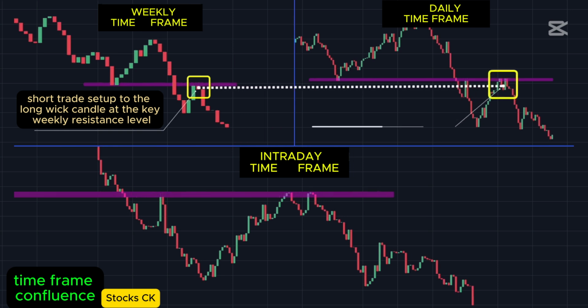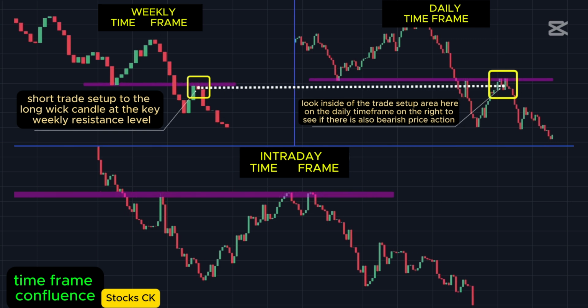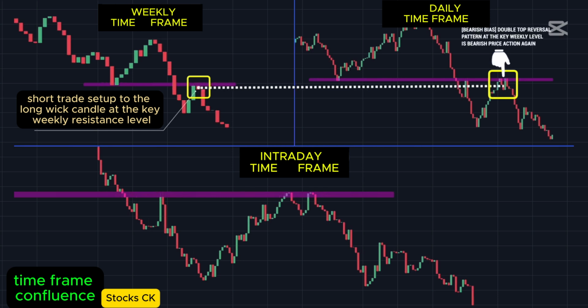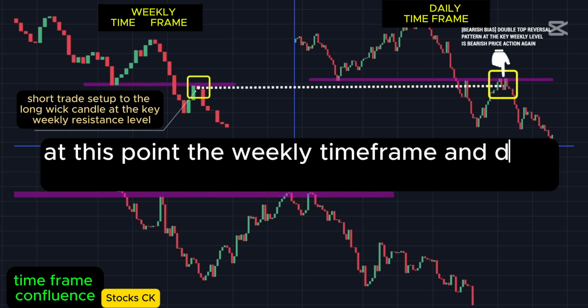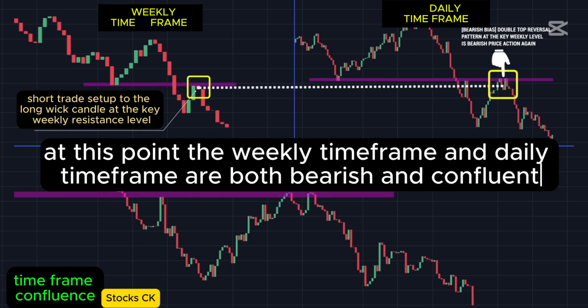Now you look inside of the trade setup area here on the daily time frame on the right to see if there is also bearish price action, which you had through the double top reversal pattern, giving you a bearish bias again on the daily time frame. At this point, the weekly time frame and daily time frame are both bearish and confluent.